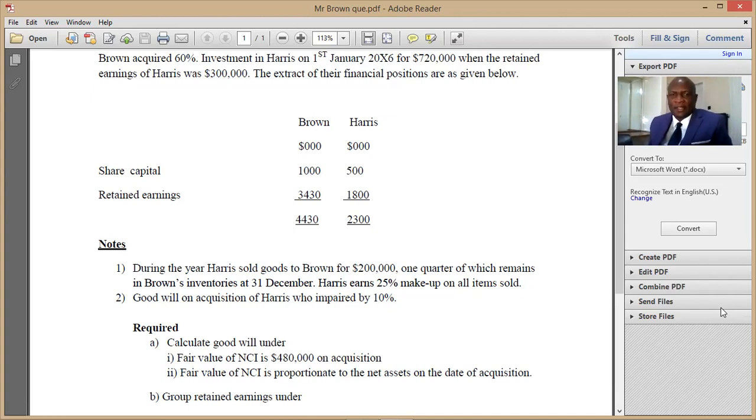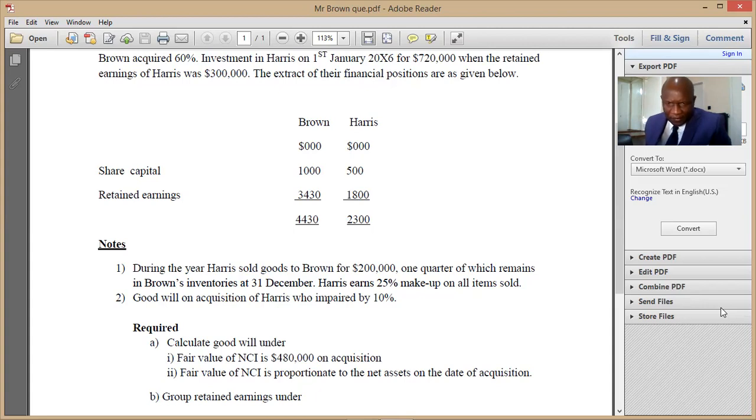What we are saying is when goods are not sold outside the group, there is unrealized profit. Unrealized profit is always in the unsold items. And if it is the parent selling to the subsidiary, there is no impact on NCI. But in this case, it is the subsidiary selling to the parent. Therefore, there is an impact on NCI. Therefore, the unrealized profit should be removed from the entity selling. In this case, Harris is the subsidiary. Therefore, the unrealized profit will be deducted from Harris's post-acquisition profits.